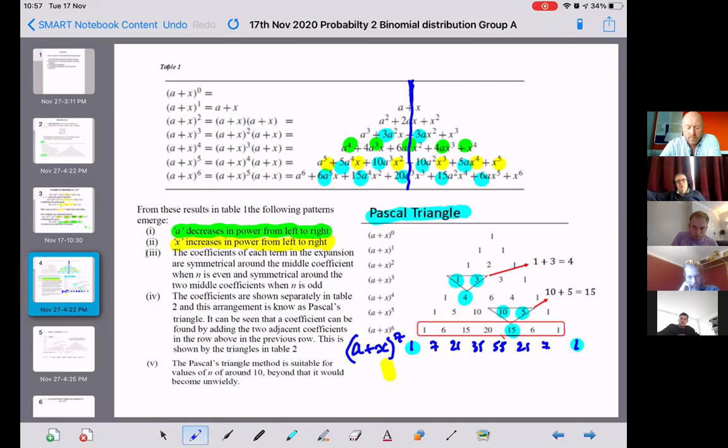All happy and clear about that in terms of Pascal's triangle? And you could use that up to values of n of about 10. Beyond that, it gets a little bit unwieldy and just quickly fills your paper up with terms, and then you might get lost. Okay. Everyone happy so far?